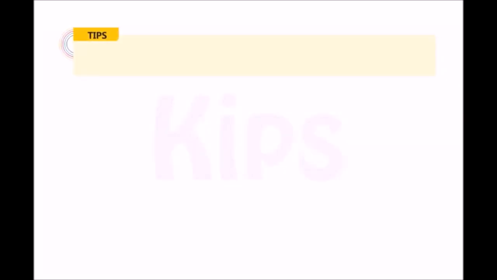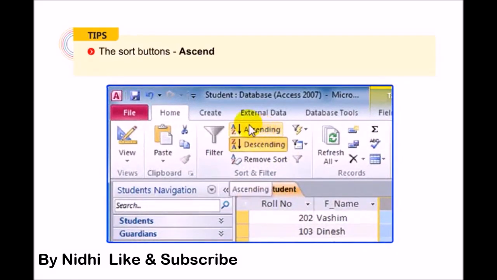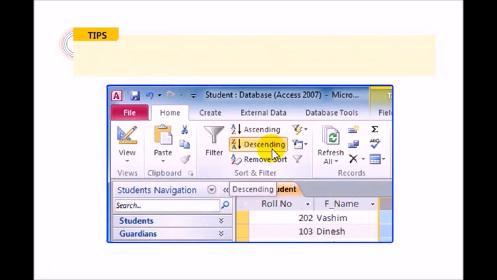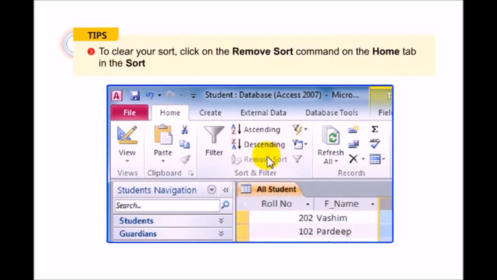Okay students, now let me give you some important tips. The sort buttons, ascending or descending, on the Home tab are another way to sort the data. To clear your sort, click on the Remove Sort command on the Home tab in the Sort and Filter group.